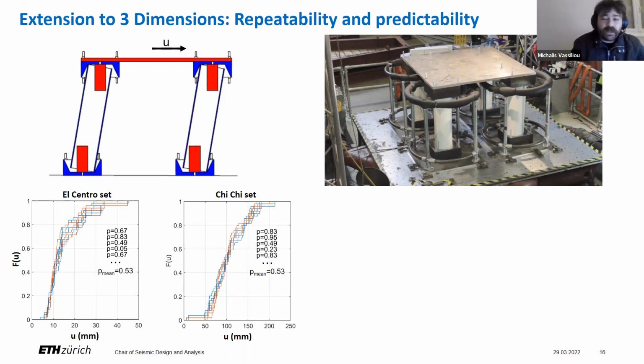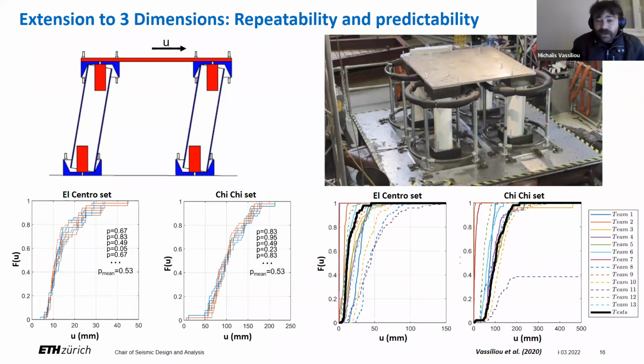To answer the question of predictability, together with colleagues from Berkeley and the Pacific Earthquake Engineering Research Institute, we co-organized the 2019 PEER Blind Prediction Contest. For the first time, the contestants were asked to predict CDFs, not results to individual ground motions. 13 teams participated. They used finite element, discrete element, and analytical dynamics models. Here are the results. The black line is the experimental CDF. Some contestants indeed predicted the response well, consistently in both cases.